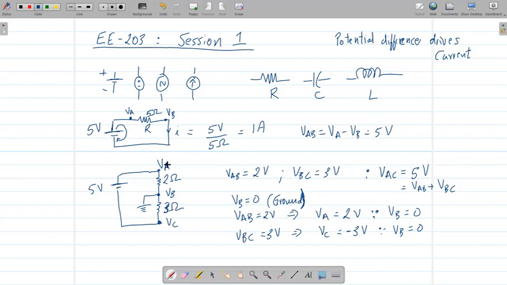The value of VA is 5 volts with respect to VC. The value of VA with respect to VB is 2 volts. The value of VB with respect to VC is 3 volts. Okay, so VBC is 3 volts. That means VB is 3 volts with respect to VC. But the actual value of VB is 0. So remember that. VBC is a relative value.